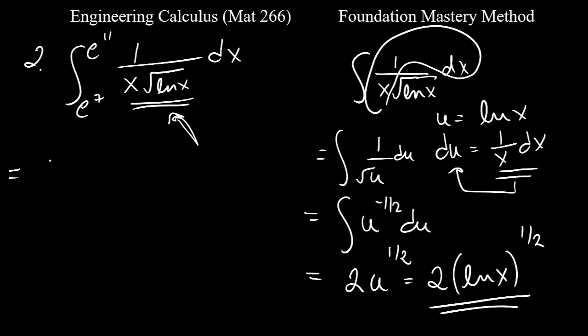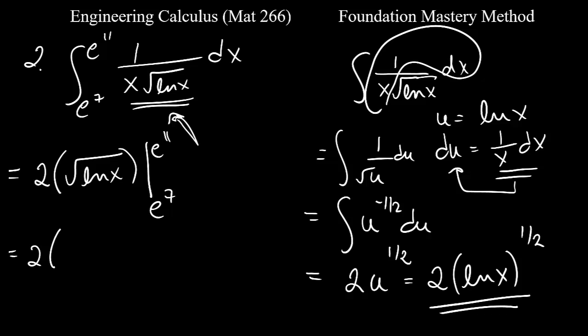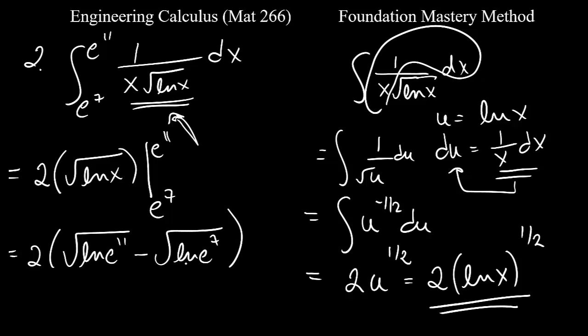We can apply our fundamental theorem of calculus, and this definite integral would be 2 times, and I'm just going to write the square root of ln of x here, evaluated between e to the 7th and e to the 11th. So now, putting in the e to the 11th, we'll have the square root of the natural log of e to the 11th minus the square root of the natural log of e to the 7th.